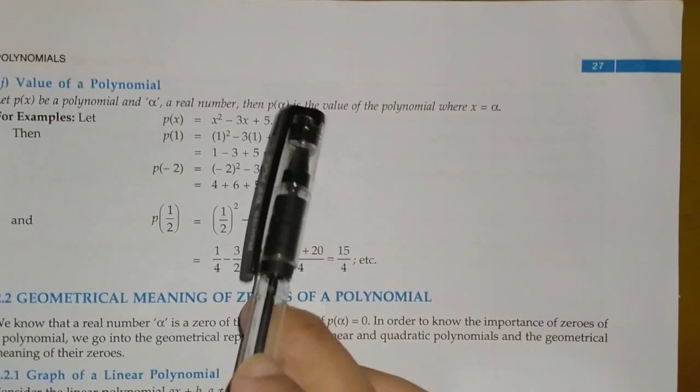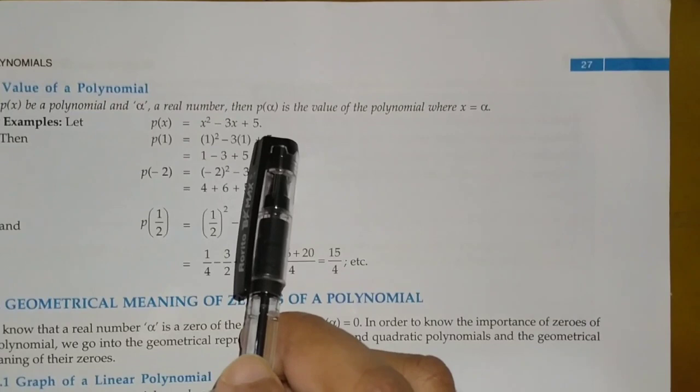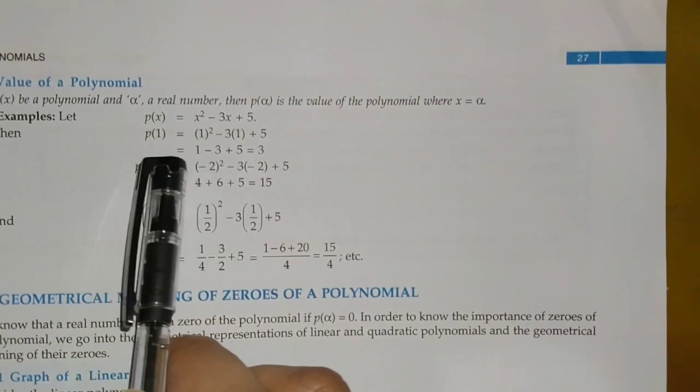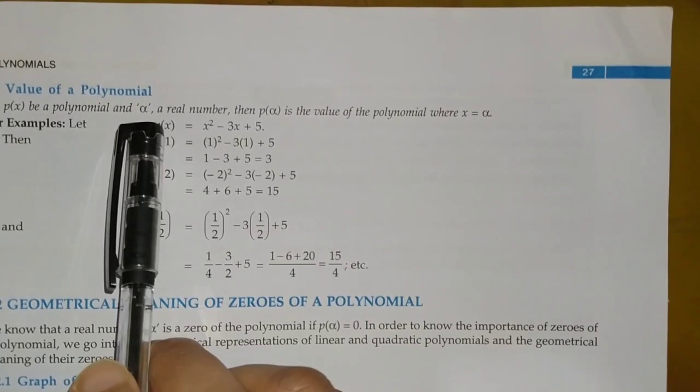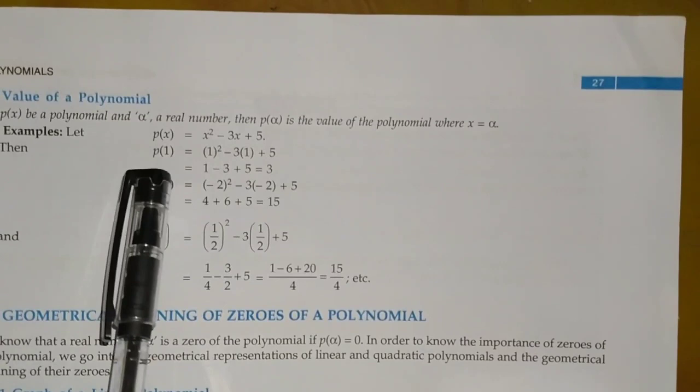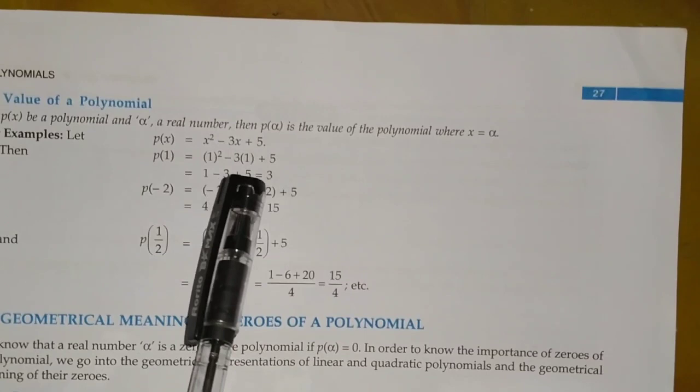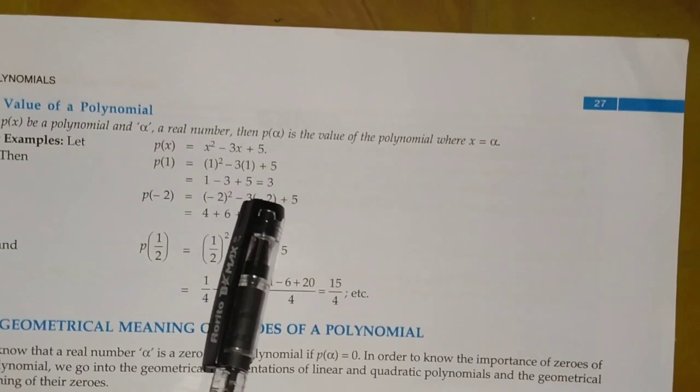For example, let p(x) = x square minus 3x plus 5. Now we substitute 1 for x. So x square becomes 1 square, minus 3x becomes minus 3 into 1, plus 5. Solving this, we get p(1) = 3.